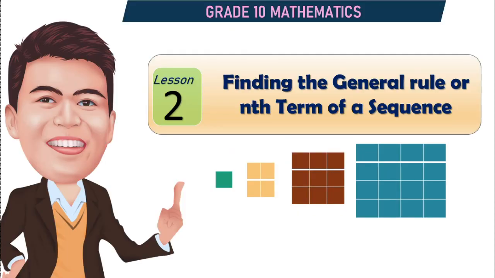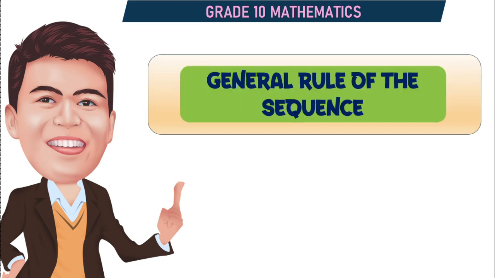In our video today, we're going to discuss lesson 2, which is finding the general rule or the nth term of a sequence. This general rule or the nth term of a sequence is the formula that we are going to use in order to find the terms of a sequence. In our previous video, we were able to determine the terms of a sequence given the formula.